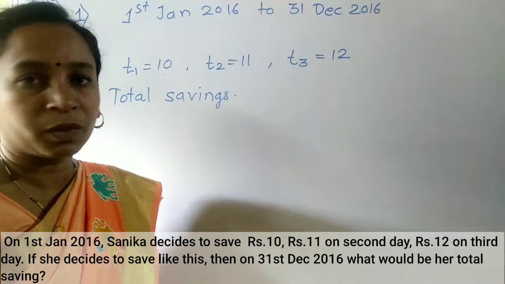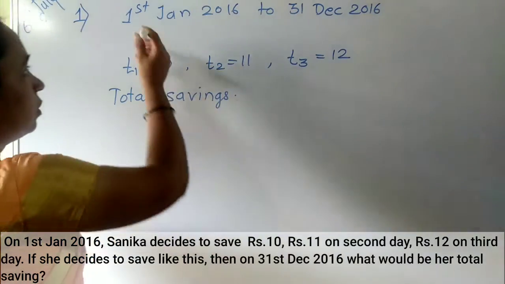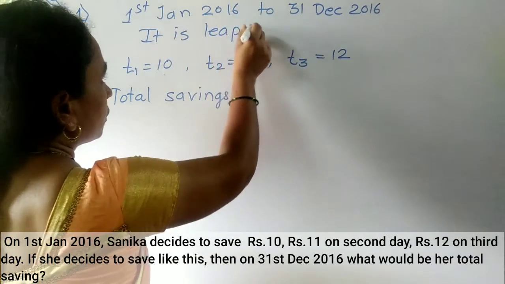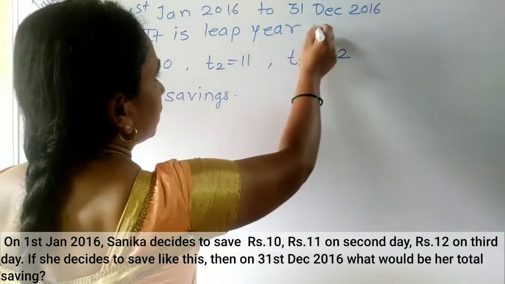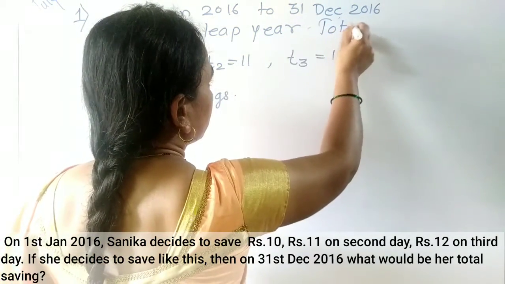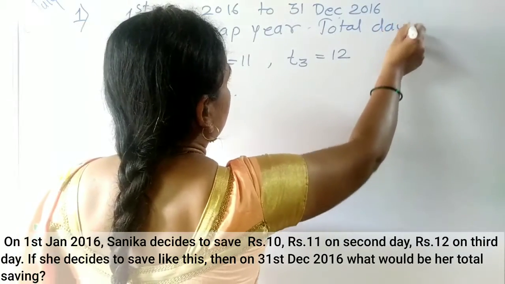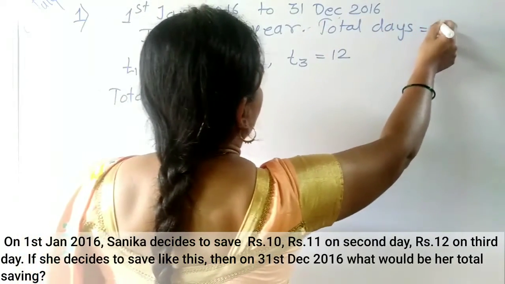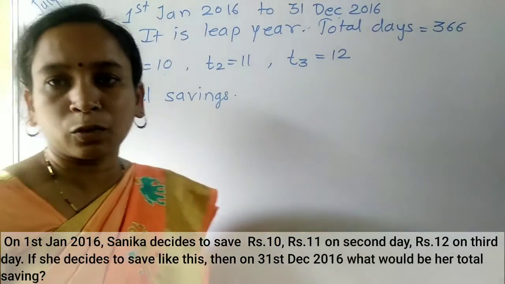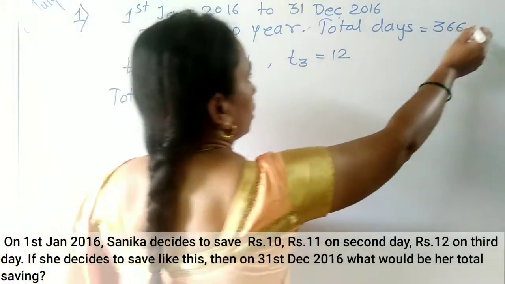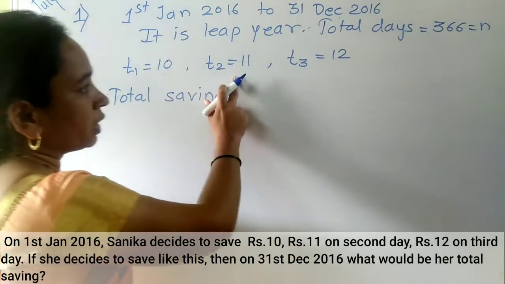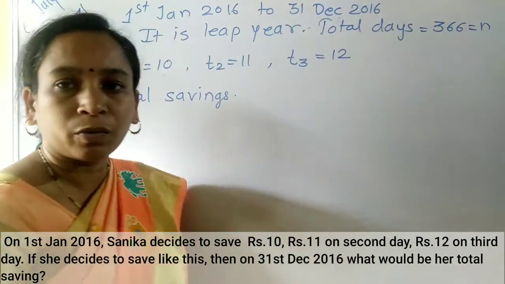2016 is a leap year. So the number of days, total days in a leap year, would be 366. That means n's value would be 366. First day she saves 10 rupees, second day 11 rupees and third day 12 rupees.